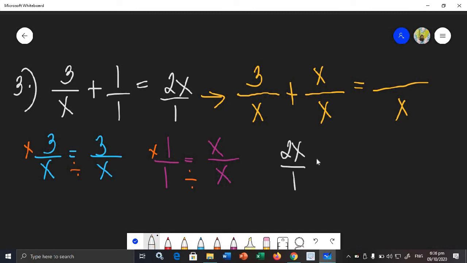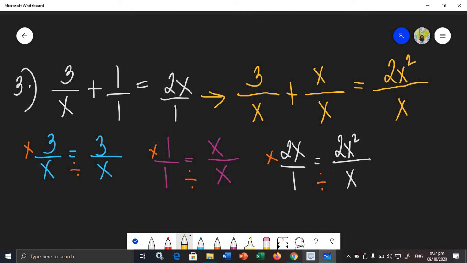2x over 1. So, we will form a new fraction na may denominator na x. So, x divided by 1, that is x, times 2x. X times 2x, that is 2x squared, di ba? Okay? So, I hope you remember how to multiply expressions. I'm not going to review you about that.